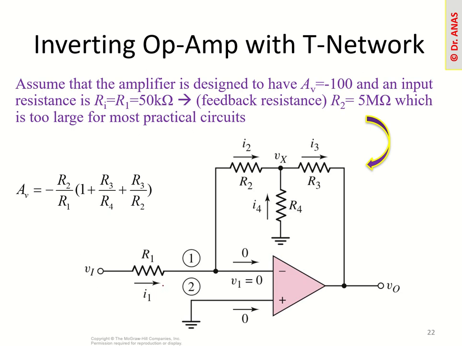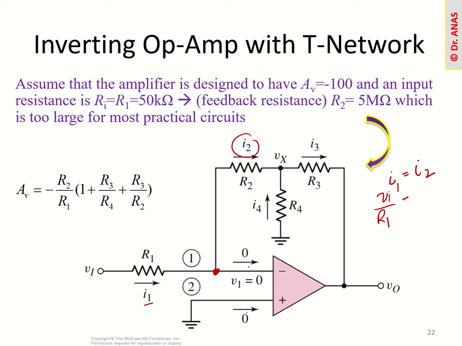So we can write the equations here. For example, the first equation we can write is at this node: this current I1 will be the same as I2 because of the virtual ground here. So I1 is equal to I2. And we know what I1 is: I1 is V1 divided by R1.